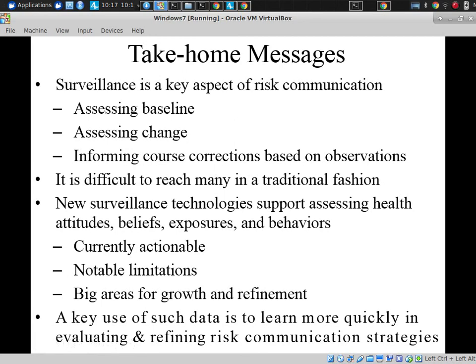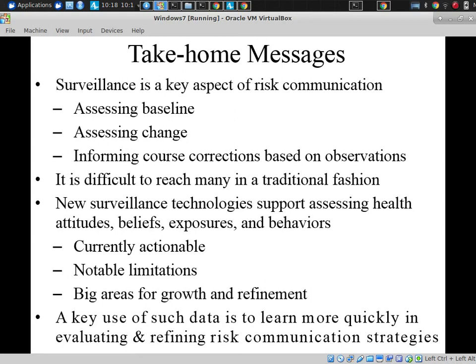In today's environment, because of the proliferation of all these different channels, Facebook, Twitter, aspects of web blogs and more general one-way websites, yes, TV, cable channels, also things such as Instagram and community-specific things such as WeChat or Viber, etc., it's difficult to inform many in a traditional fashion. With people going offline in terms of their landlines, traditional methods of surveying people are harder. And new surveillance technologies, such as we'll be talking about, working across multiple channels, can provide us a way to assess attitudes, beliefs, exposures, and even behaviors in ways that are currently actionable. They do have limitations, but they can also fill important gaps with other strategies. And there are big areas where, in coming years, we can look to growth and refinement.